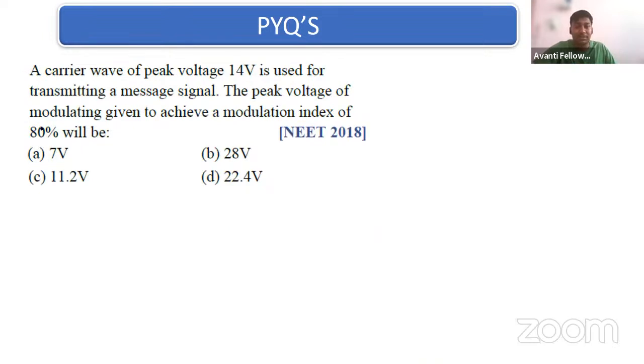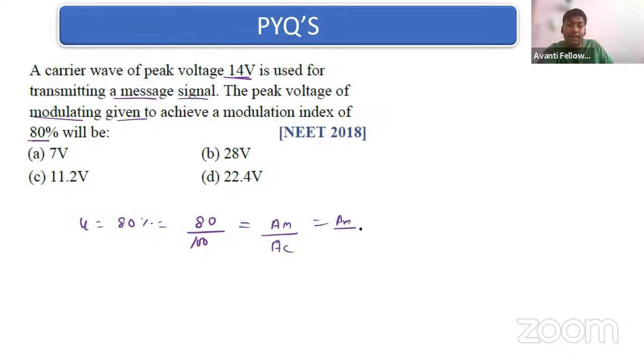Now see this question. What will be the answer of this question? In this question, it is given that a carrier wave of peak voltage 14 volts is transmitting a message signal. The modulation index is given as 80%. Modulation index is 80 by 100, and this is equal to the message peak voltage over the carrier wave peak voltage. I already know AC; AM I need to find. It is given in volts, so no issue.